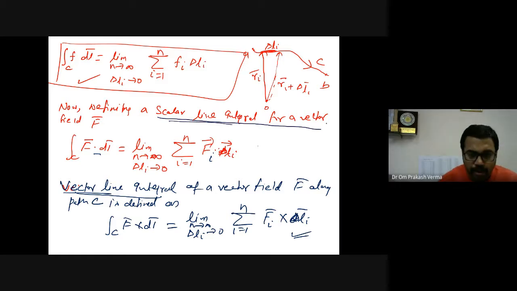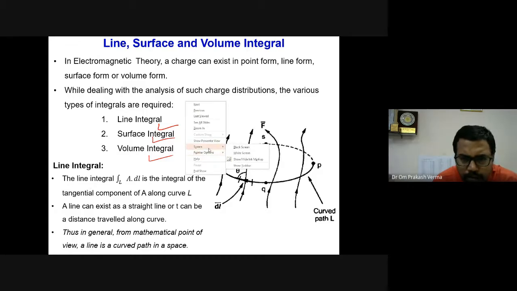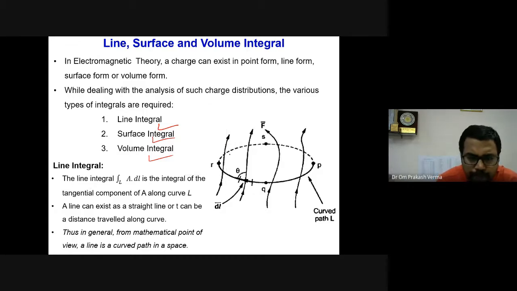Now come to this one. So if this is a line integral, in the slide the line integral is shown. It may be a closed line or an open line. The line integral A dot dl is the integral of the tangential component. So it represents what? The tangential component, right?